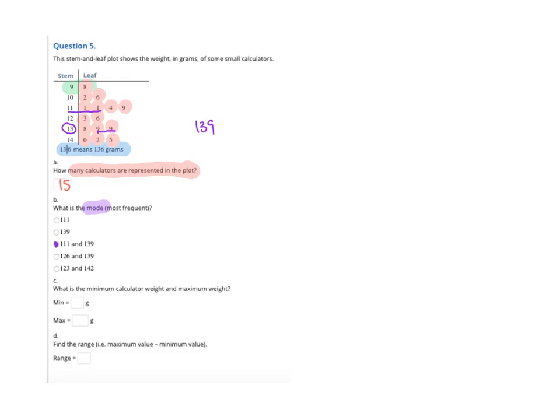No. Okay, what is the minimum calculator weight on that stem and leaf? What's the smallest one? Good, 98. And what's the largest one? Excellent, 145. This is the biggest leaf down there, and it's 145. Find the range. So the range would be 145 minus 98, which equals 47. Awesome.